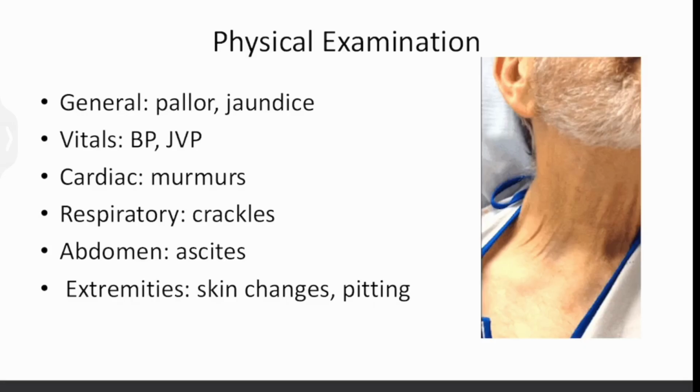So, remember this point. In the physical examination, we will be looking at the general examination for pallor, jaundice, which suggests liver disease. Examine the vitals. Look at the JVP. That's one of the very important things. Examine the heart for murmurs, respiratory system for crackles, pulmonary edema you can get. Abdomen, look for ascites, extremities, look for the skin changes, pitting, pedal edema. So pitting edema in heart failure is a dependent edema. In bedridden patients, it will be seen in the sacral region.